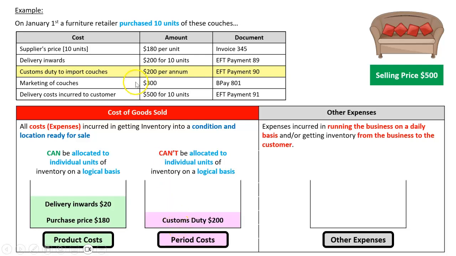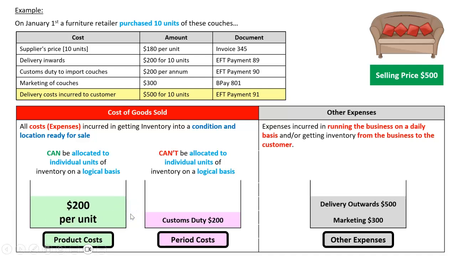Marketing of couches are not required to get inventory in a condition and location ready for sale, so they'll go over here in other expenses. And lastly, delivery costs incurred to the customer. Now they can be allocated to each unit logically. It says $500 for 10 units. The problem is they're not required to get inventory ready for sale. These would be incurred after we've sold the inventory. So therefore that would be another expense. The whole point here is we're going to have a product cost in this case of $200, and that is going to be the figure that we refer to as cost from now on.